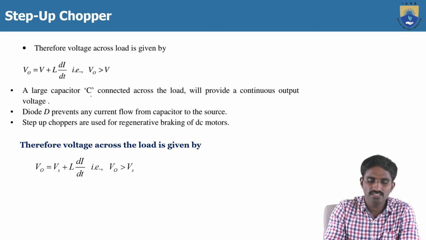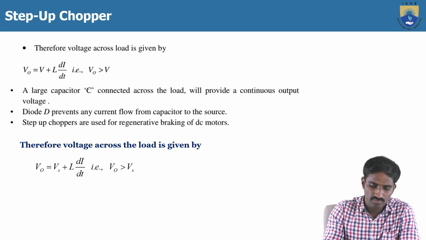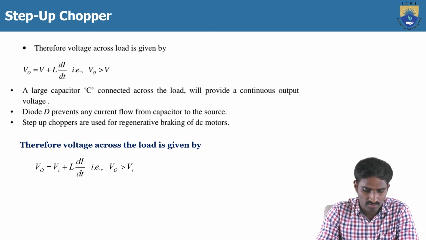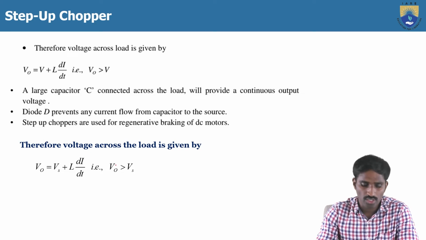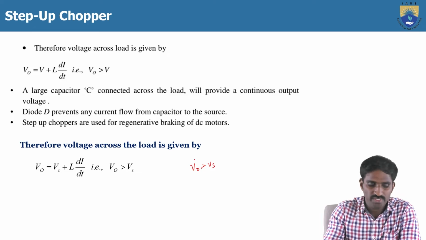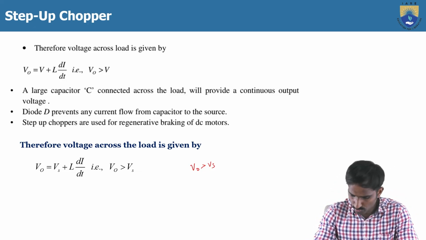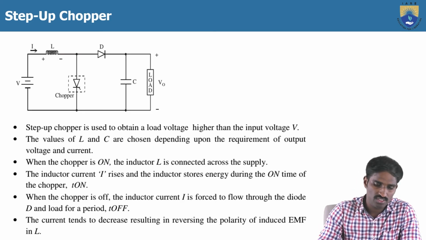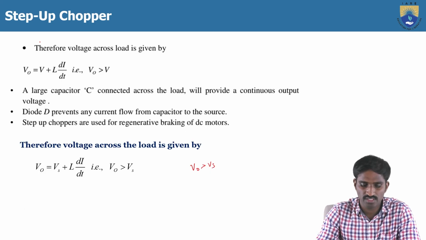Actually this C is to get a continuous output voltage. Of course, here we are just neglecting it. So that's how the step up chopper operates. Then how do we get V naught always greater than Vs? Which means the average output voltage. Here the average output voltage that we are going to derive is based on the inductor.